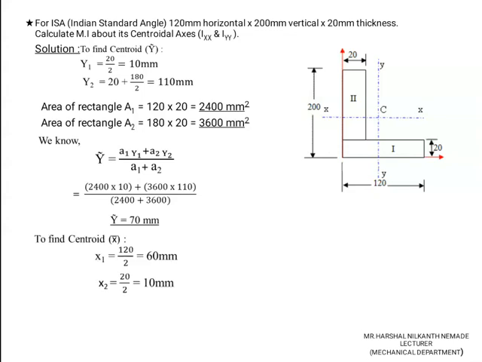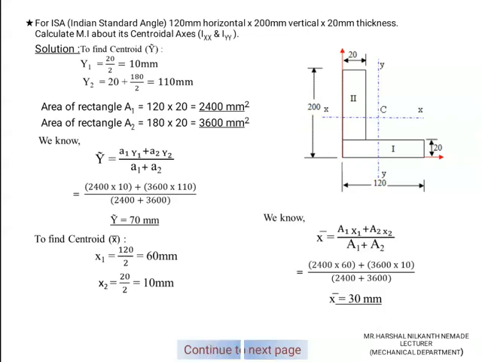To find the centroid x bar, this L section is unsymmetrical, so we will find the x bar. X1 is equal to, from the right hand side, for the bottom flange, 120 divided by 2, is equal to 60 mm. X2, for the second section, 20 divided by 2, is equal to 10 mm. After getting x1 and x2, we will find Ixx.